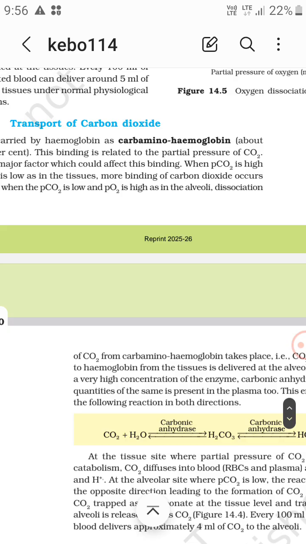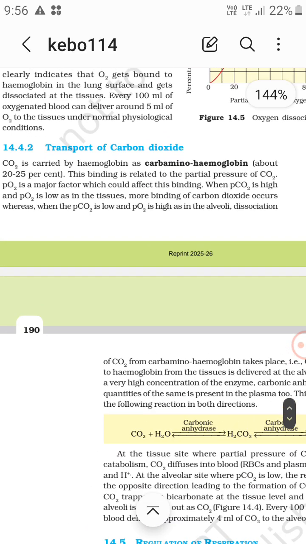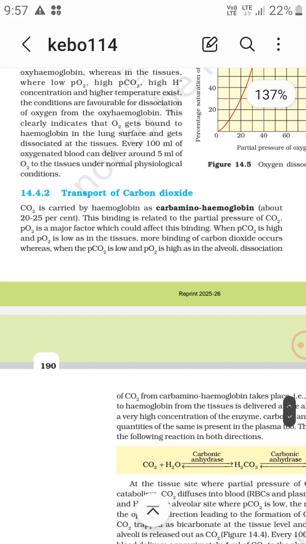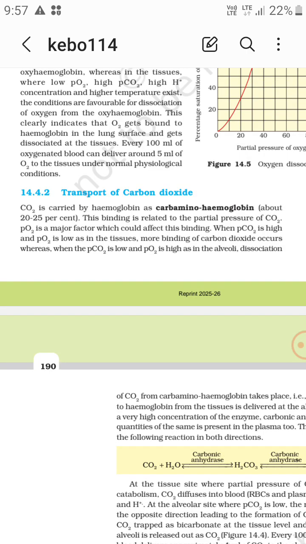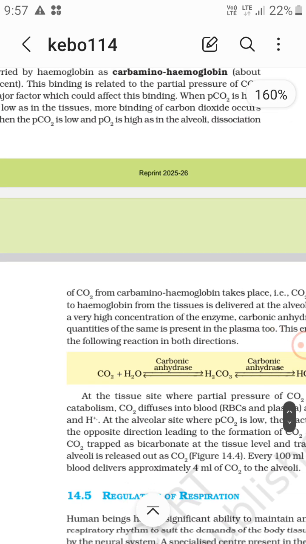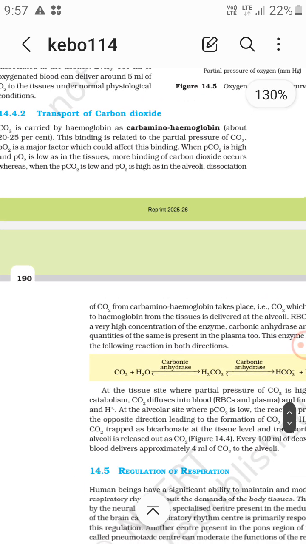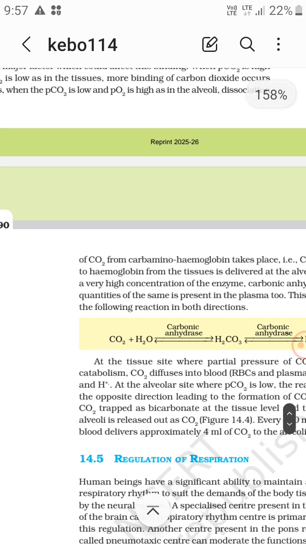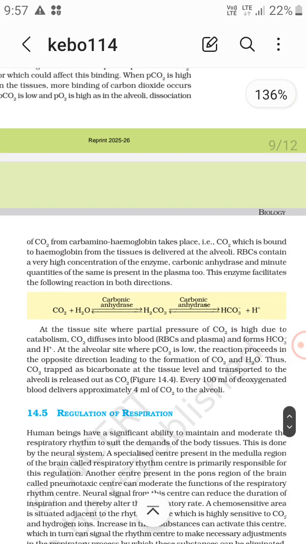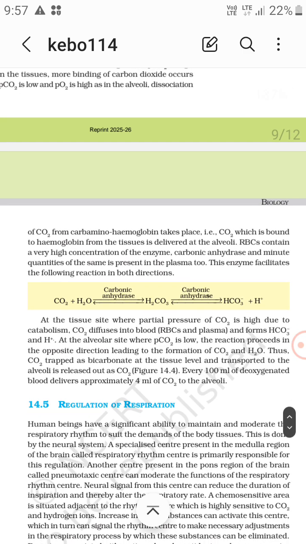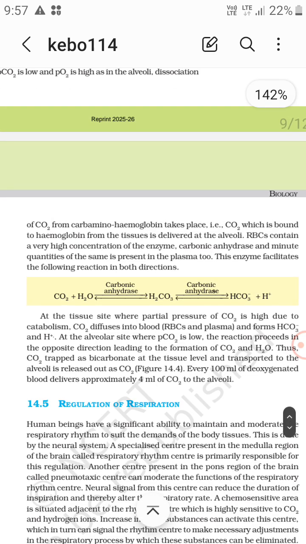So here it is, carbaminohemoglobin. As I told you, almost 20 to 25% of CO2 is carried by RBCs in the form of carbaminohemoglobin, another 70% as bicarbonate, and the other 7% of CO2 is dissolved in the plasma. Now, when the PCO2 is low and PO2 is high, as in the alveoli, dissociation of CO2 from carbaminohemoglobin takes place. That is, CO2 which is bound to hemoglobin from the tissues is delivered at the alveoli.